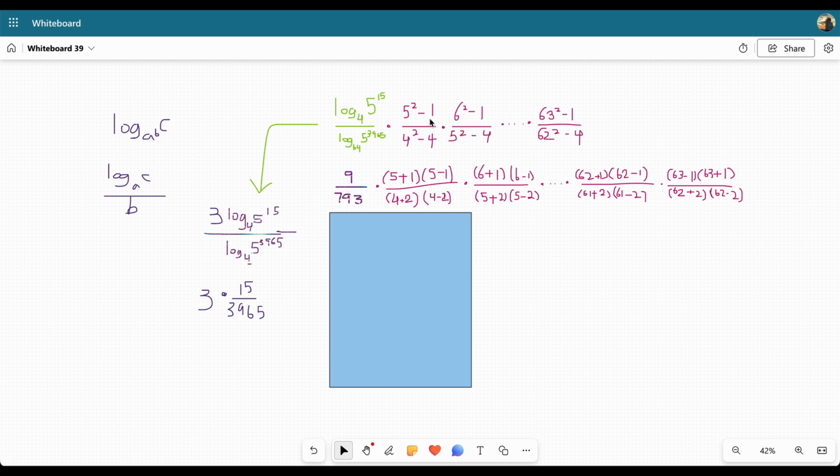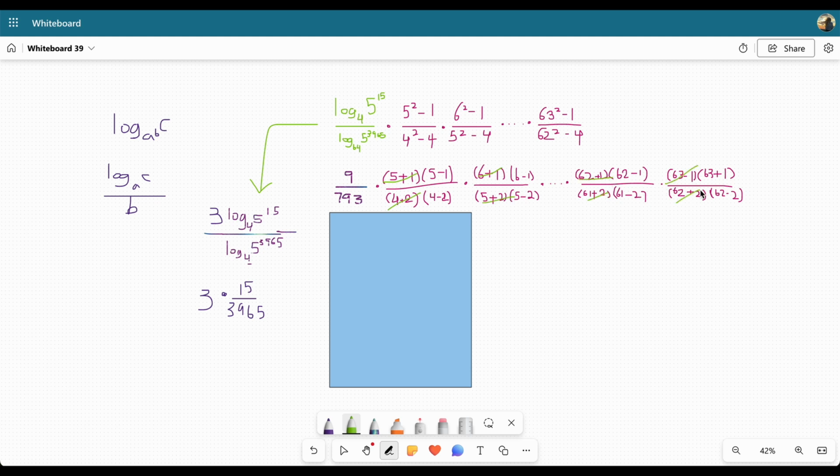And notice how I've now factored out each of these differences of squares, right? We have 5 plus 1, 5 minus 1, over 4 plus 2, 4 minus 2, 6 plus 1, 6 minus 1, and so on. And notice how for every single one of these fractions, we can do some canceling. We can cancel out the 5 plus 1 and 4 plus 2 since they both equal 6. 6 plus 1 and 5 plus 2 both equal 7, all the way till the end.